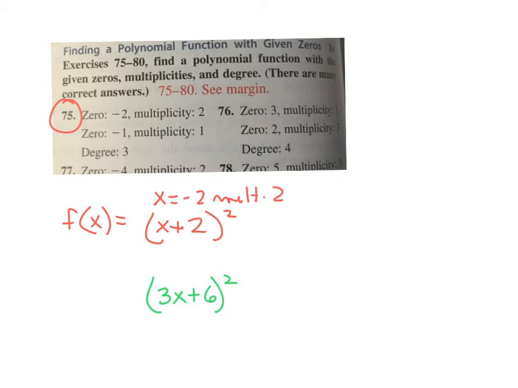Okay. For the second part, we have a 0 of negative 1, so that would be x plus 1 as a factor. 0 of negative 1, and its multiplicity is 1.